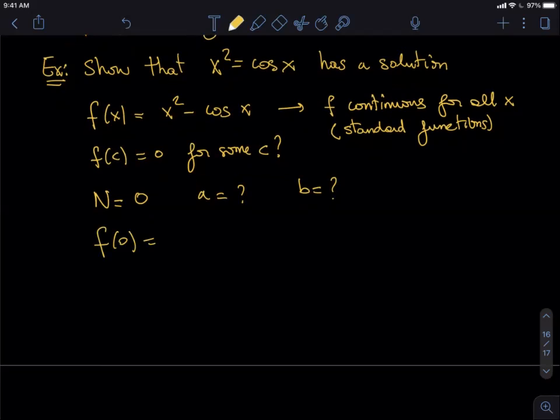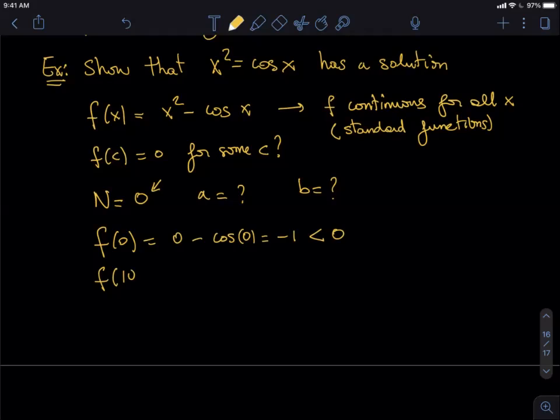So let me try. As I told you, it's better to try with values that are easy. So I can try 0. This is 0 minus the cosine of 0. This is -1. So it's less than 0. Okay, we always need to compare with the value of n. And then, well, I have a negative value. Now what I need to find is something positive, so that it's on the other side of n.